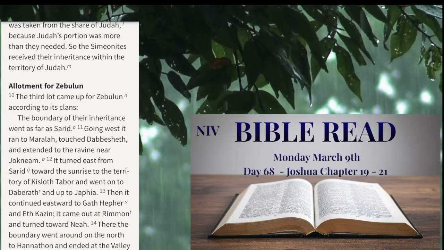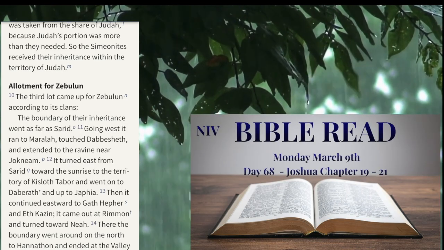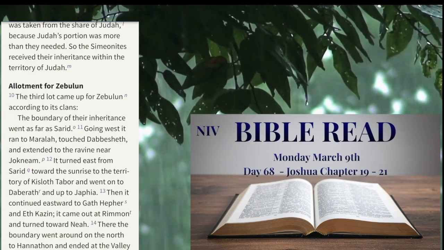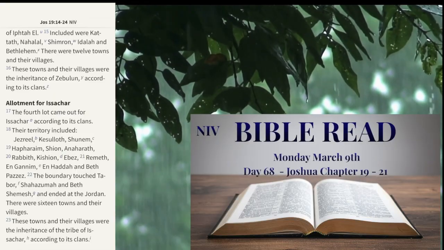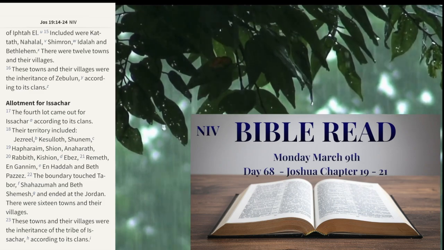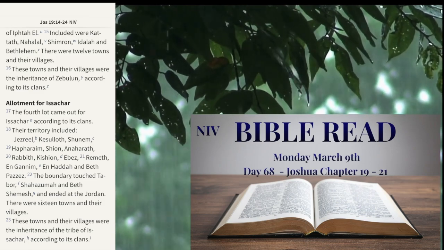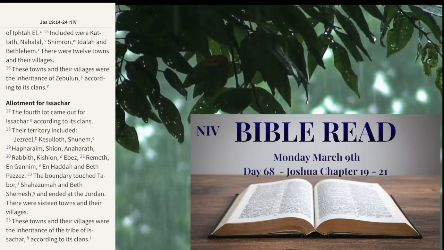It came out at Rimmon and turned toward Neah. There the boundary went around on the north to Hannathon and ended at the valley of Iphtah-El. Included were Kattath, Nahalal, Shimron, Idalah, and Bethlehem. There were 12 towns and their villages. These towns and their villages were the inheritance of Zebulun, according to its clans.